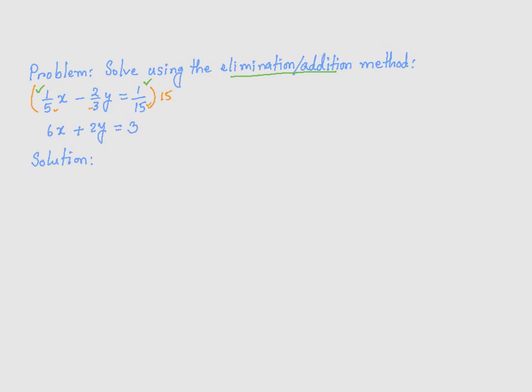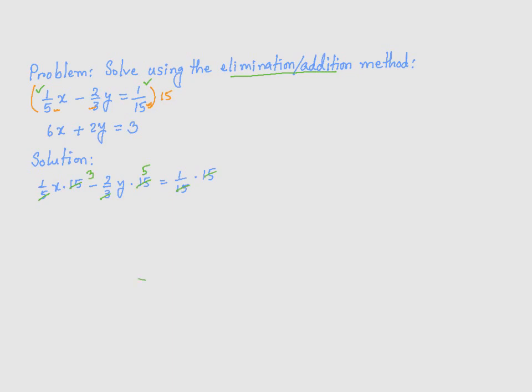Look, the denominators are 5, 3, and 15. The LCD of these numbers is 15. So if I multiply both sides of this equation by 15, these numbers are going to go away from the denominator. So it is going to be the following. 5 goes into 15 3 times, 3 goes into 15 5 times, and 15 and 15 cancel out.